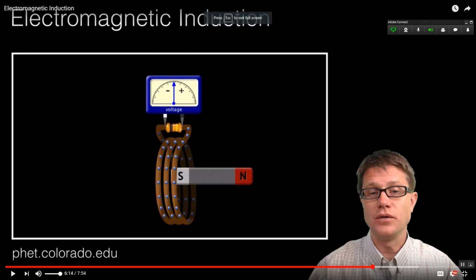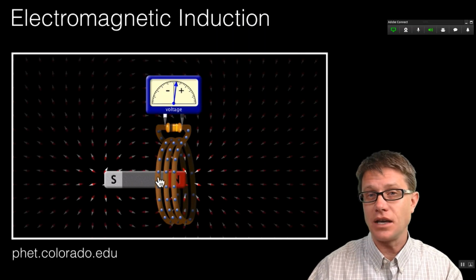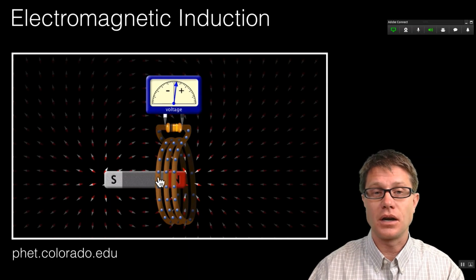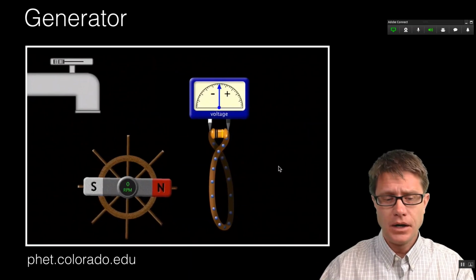Moving inside the wire itself. Why is that? Now the magnetic field lines, you can see the magnetic field lines are changing, and as they change, we're getting a change in magnetic flux, and so we're getting current inside the wire. Another way to look at this would be through a generator. In this setup, I have a magnet down here on a wheel so that I can spin that magnet.